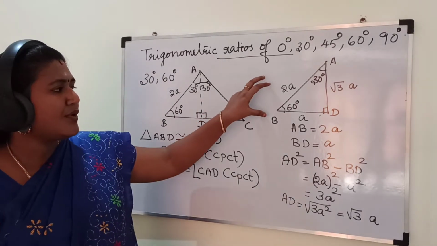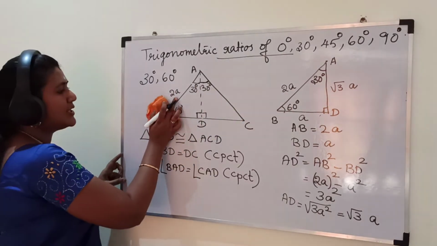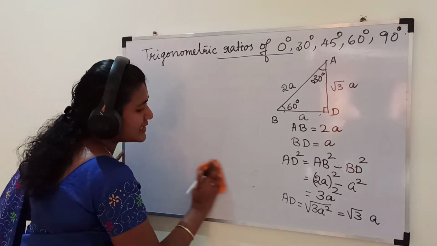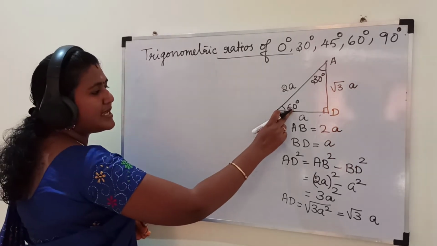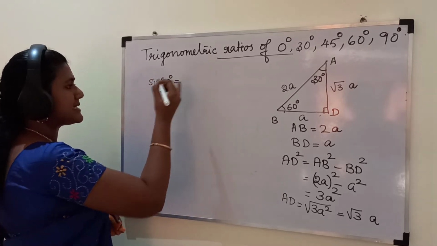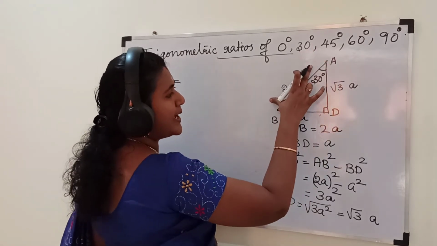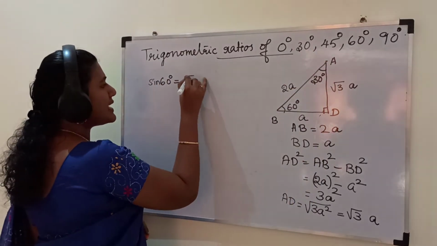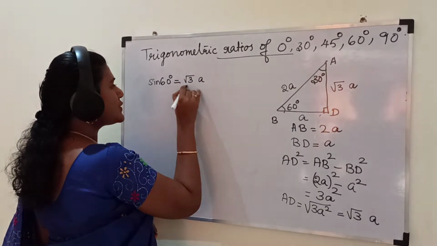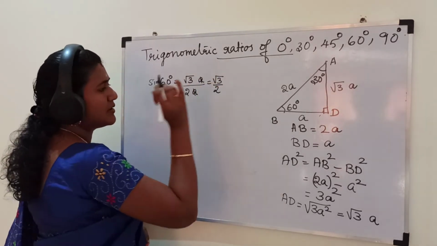Now we are going to find the trigonometric ratios based on this triangle. We got all the three sides. So first let us consider angle B, because angle B is 60 degree. With respect to angle B, we will find sin 60 degree. Sin 60 is opposite side by hypotenuse. Opposite side here is root 3A, hypotenuse AB is 2A. So the answer is root 3 by 2.